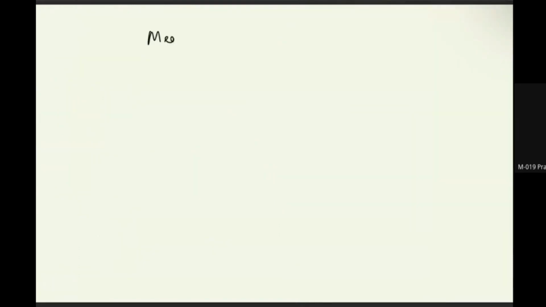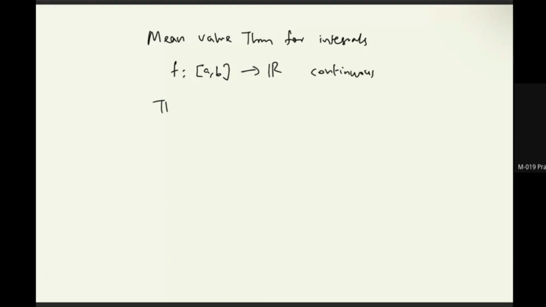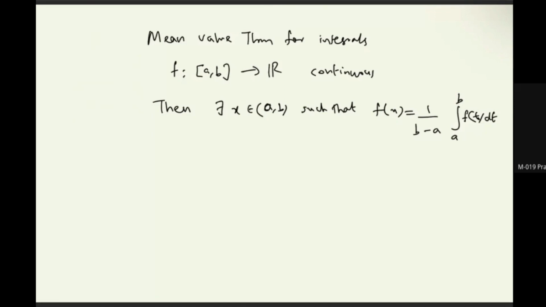So this is called the mean value theorem for integrals. You must have seen this, but I'm just recalling it. So f is continuous. Then there is x in [a, b] such that f(x) equals the average value. This is the mean value theorem for integrals.